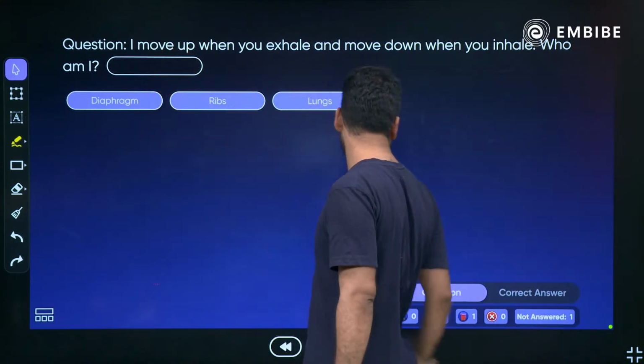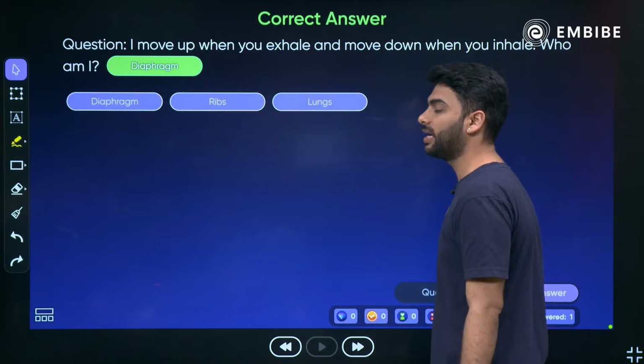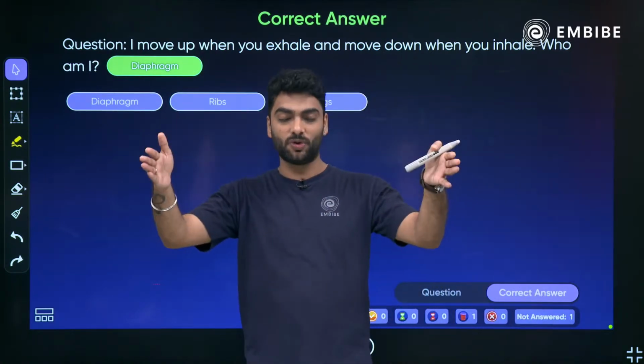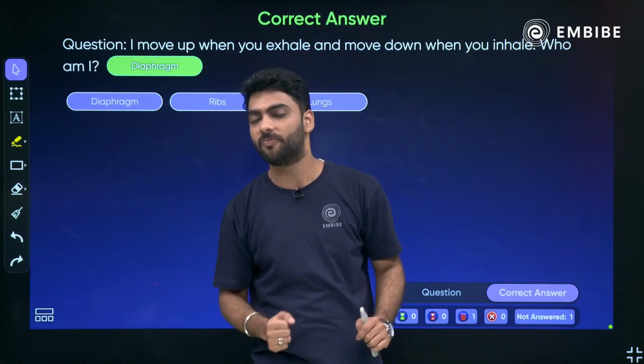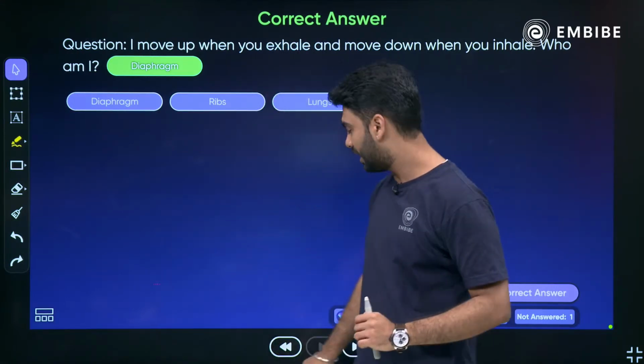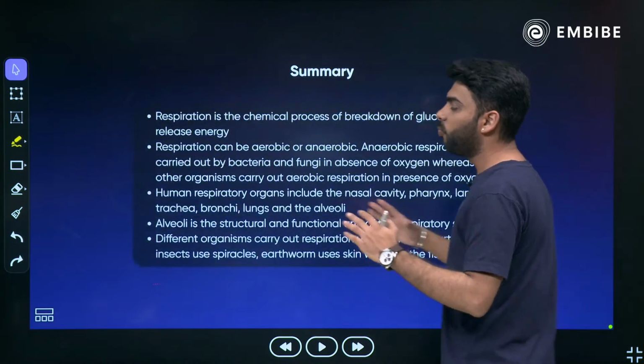So you all are giving the answer as diaphragm, which is absolutely correct. It is a dome shaped tissue present below the lungs. It goes down when you inhale and it goes up when you exhale. Okay? Now, what did we learn today?